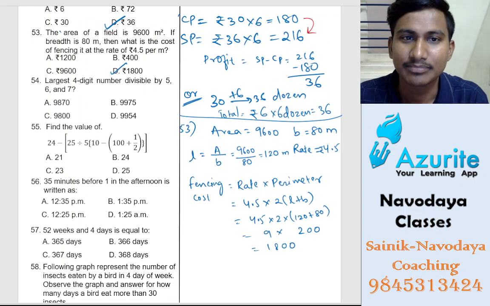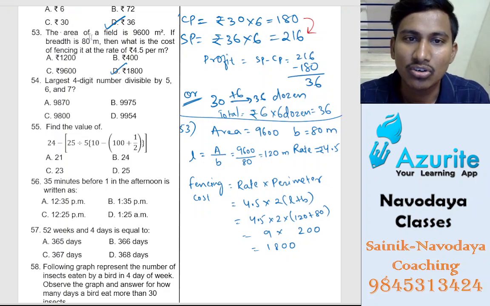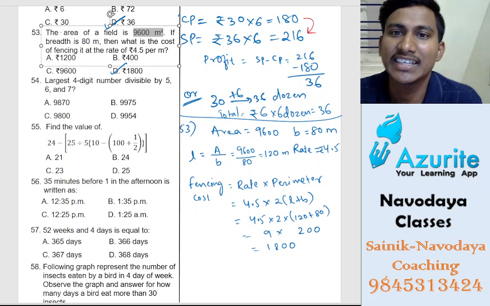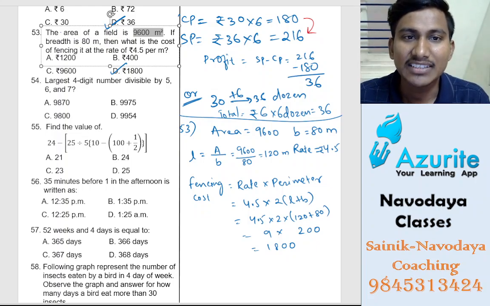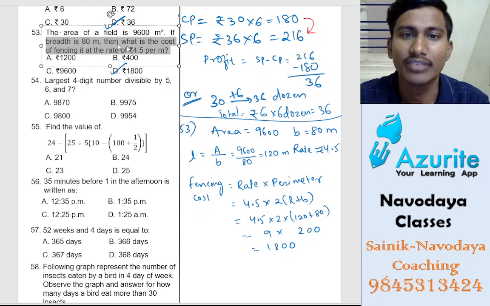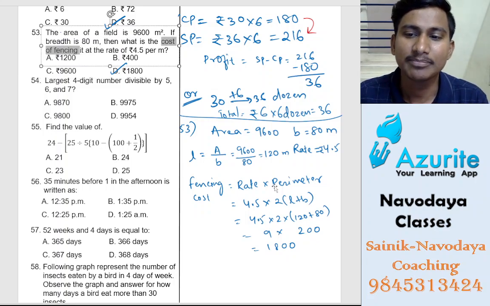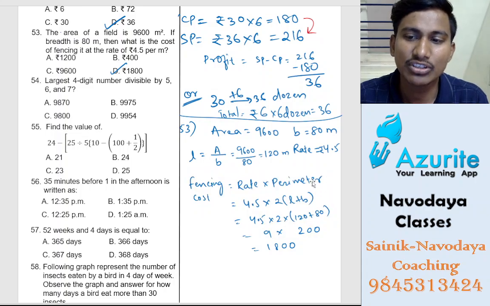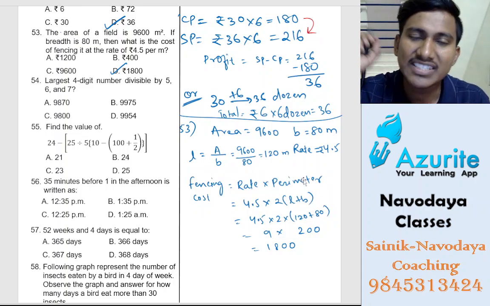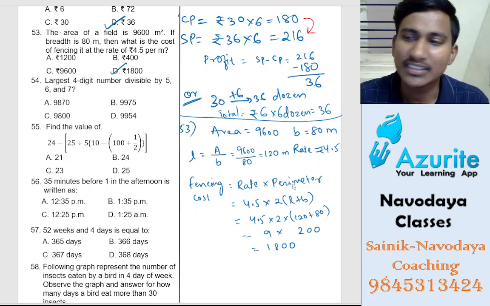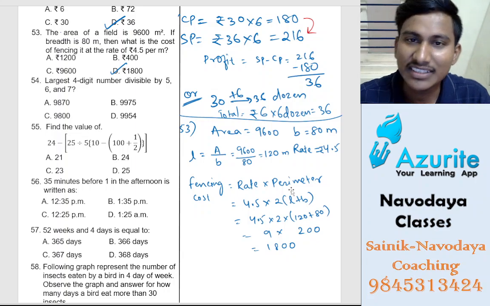What is the question here? If you see, the area of a field is 9600 meter square. If the breadth is 80 meter, then what is the cost of fencing at the rate of 4.5 per meter? So we know area is 9600, breadth is given. Then cost of fencing. Where do we do the fencing? We do fencing on the perimeter. So if you do fencing on the perimeter, you have to find the length here.